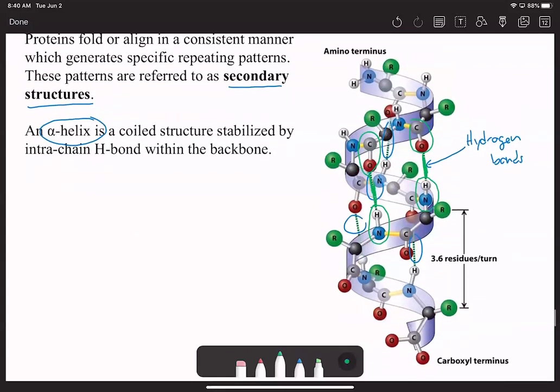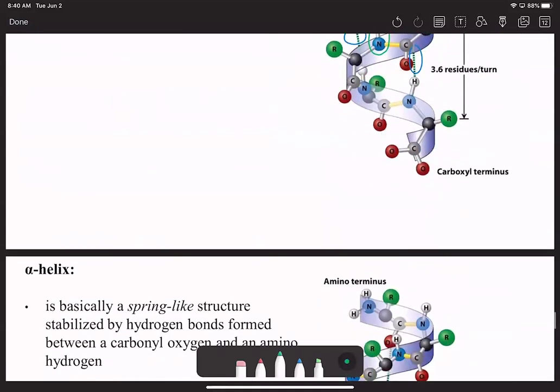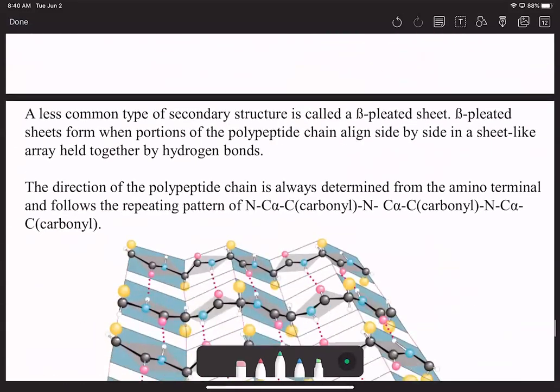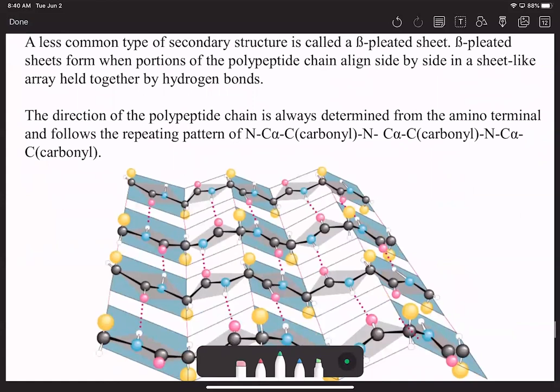So this is one type of structure. This is more common than the other structure that we have, right? The other structure that's not as common is what we're going to call beta pleated sheets. You can see the pleats in here, like when you wear pleated pants or a pleated shirt, and they form a similar structure.